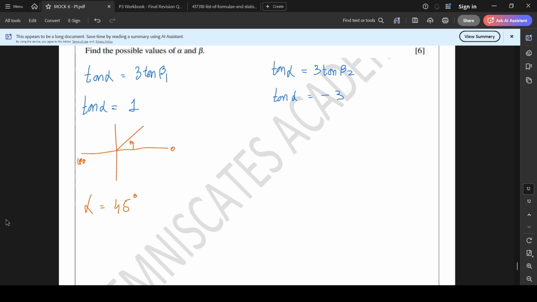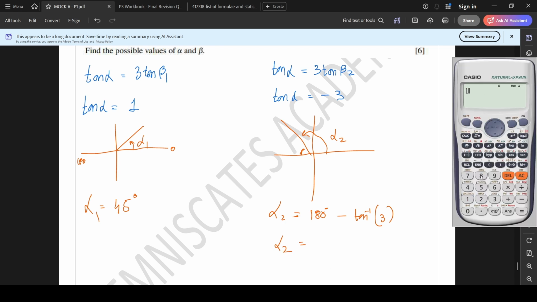Now using the ASTC diagram, I know tan alpha is negative in the second quadrant. So this is the value of alpha 2. Let me call this as alpha 1, and alpha 2 will be 180 degrees minus tan inverse of this angle over here, tan inverse of 3. So let's see what is the value that we are going to get over here, correct to one decimal place. 180 minus tan inverse of 3. Just checking if my calc is in degrees mode. Yes, it is. So I got 108.4 correct to 1 dp. 108.4.